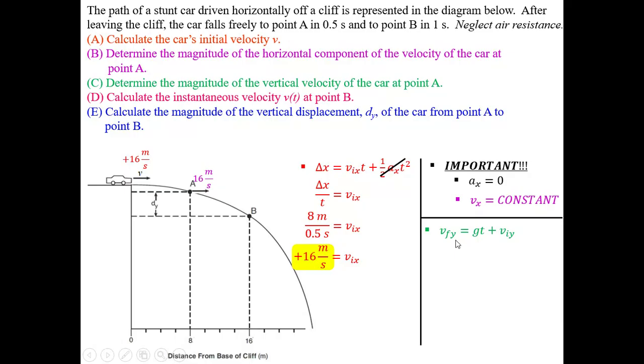So what is Vfy? I don't know. That's what I'm trying to find. What is a? a is just acceleration due to gravity, which just got replaced with g. t is 0.5 because it says point A. And what is Vi? Well, the car's initially moving horizontally, so there is no Vi component. The arrow is perfectly straight, flat. There's no up and down, so therefore ViY is 0. So to clean it up, g is simply negative 9.8, and then the time interval here at point A is just 0.5 seconds.